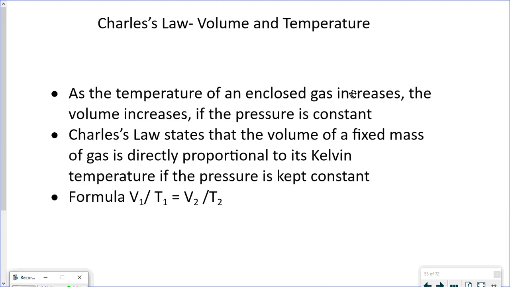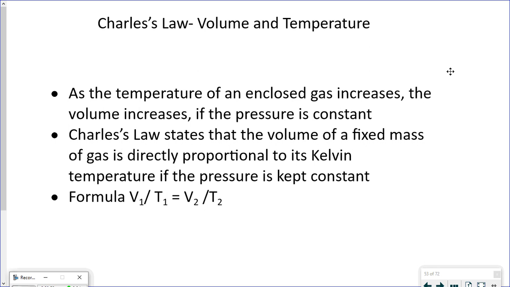Going on to our next gas law. Our next law is Charles's law. This one is comparing the relationship between volume and temperature. So as temperature of an enclosed gas increases, volume also tends to increase when pressure is constant. So Charles's law states that the volume of a fixed mass of gas is directly proportional to its Kelvin temperature if pressure is constant.